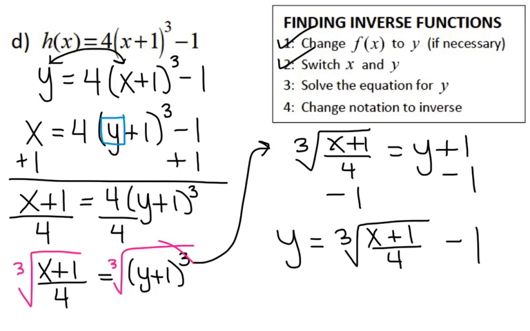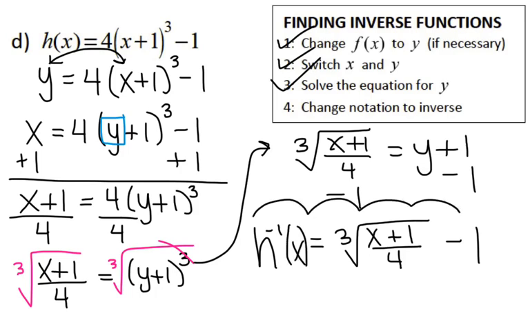And then your last step is to change it back to function notation. So I'm going to go ahead and erase this y, and instead of y I'm going to write it as h inverse, since this was the h function. And we have the inverse.